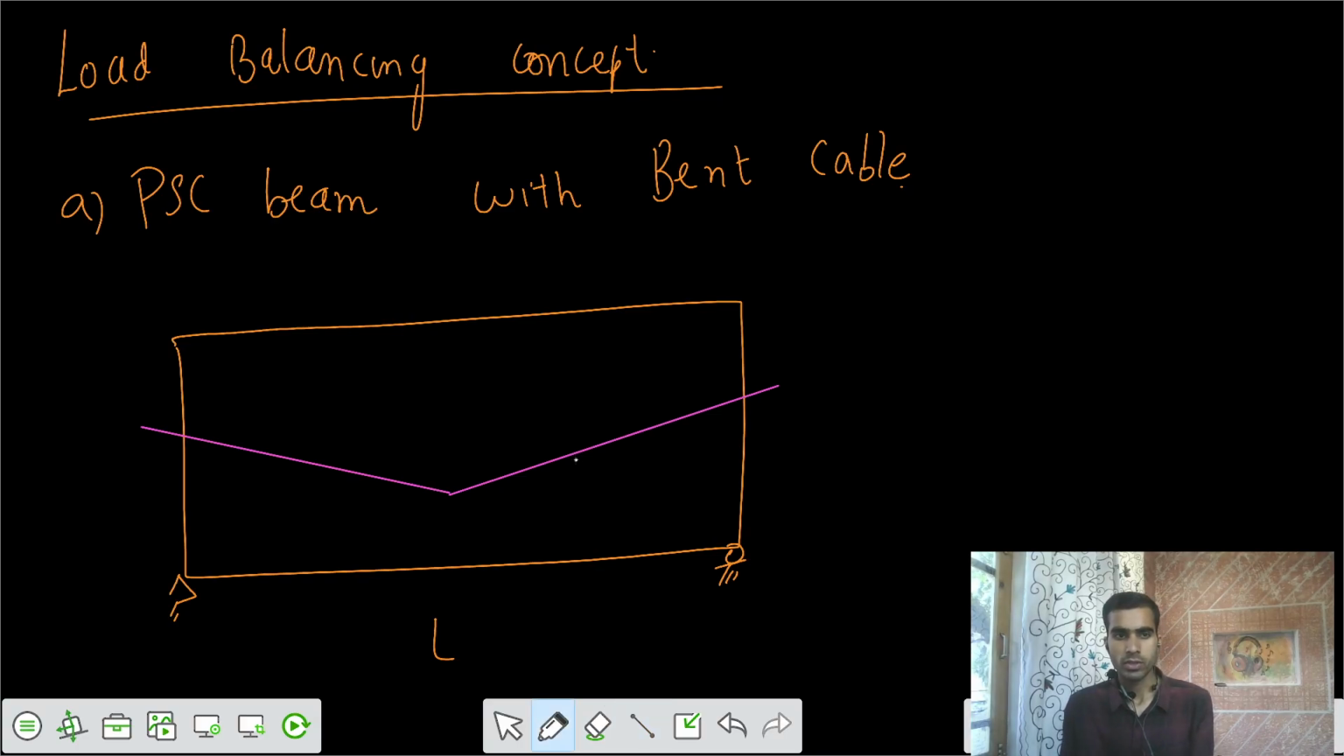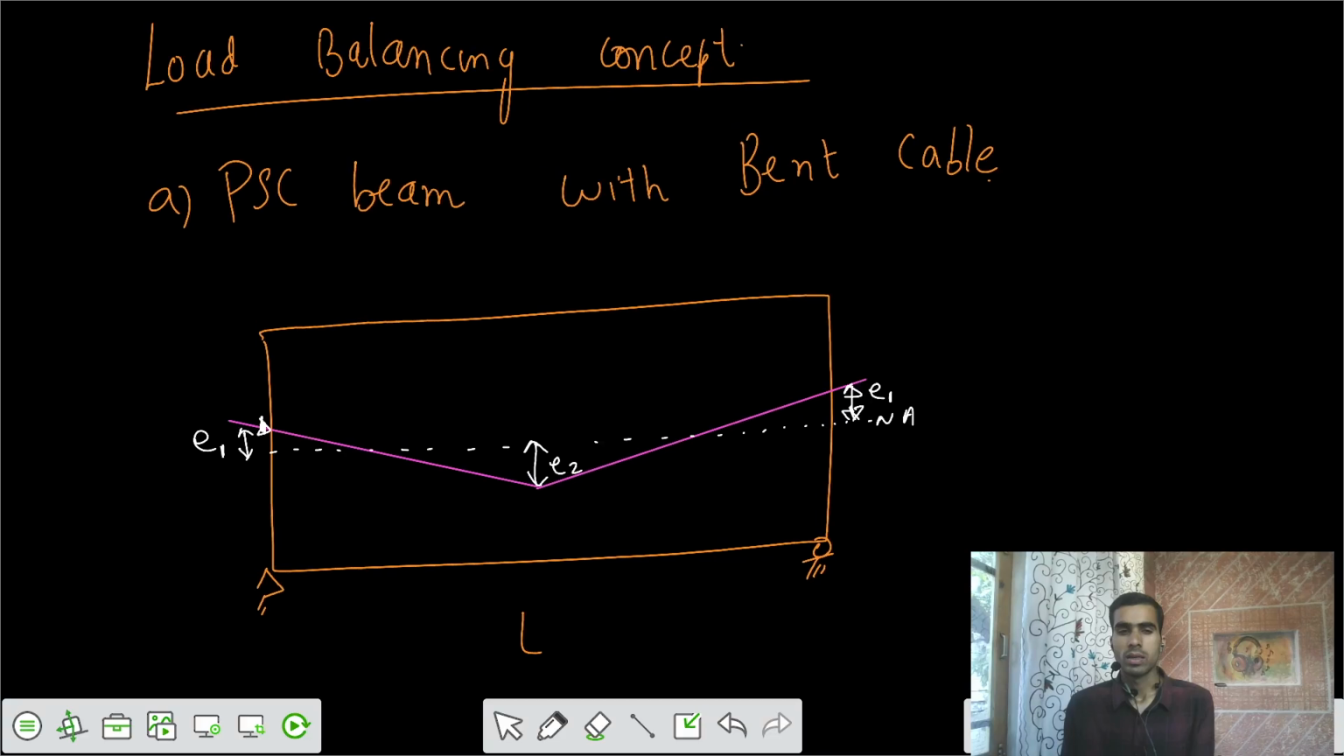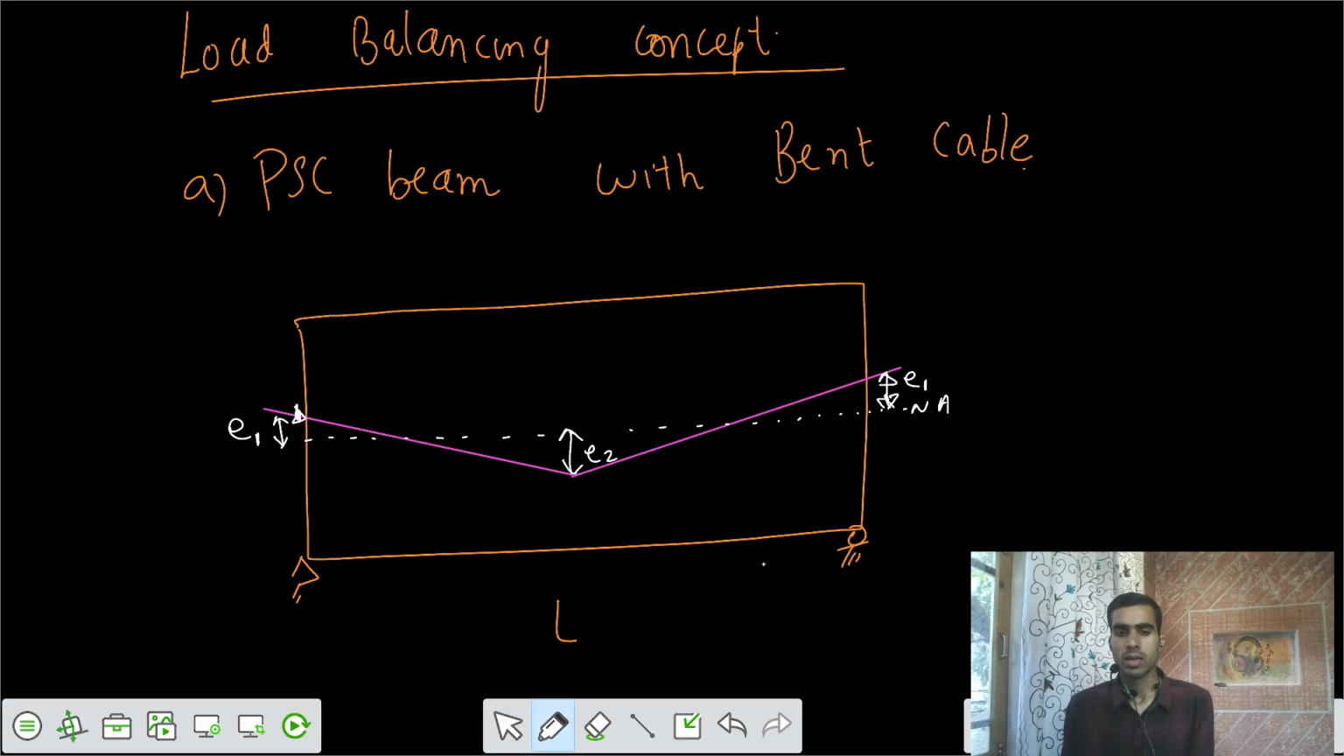I would say there is some eccentricity from the neutral axis. Let's say the neutral axis is along this dashed line, and the P force is acting at the ends at an eccentricity of E1 above the neutral axis, and the tendon is at some eccentricity E2 at the midspan below the neutral axis. Similarly from this side, this one is also E1, and E2 is at the midspan. So this is the bent cable.